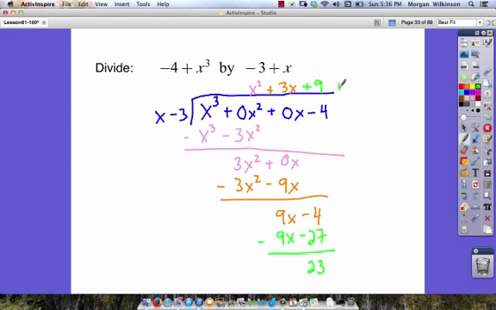We'll write our remainder out. So plus 23, that is what's left over out of x minus 3. We'll go ahead and box this, and then we could move on to our next question.